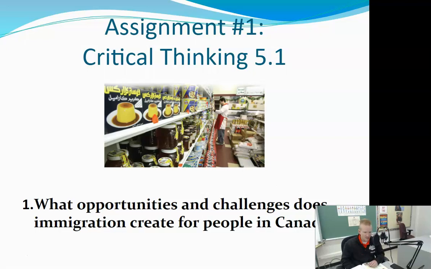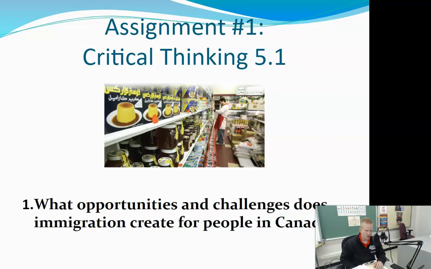All right, your first assignment, just a paragraph, and I'm going to try something new in the Google Classroom here, so we'll see if it works. But your question really is your own opinion. What opportunities, so 2 parts to the question, what opportunities, part 1, does immigration create for people in Canada? What challenges does immigration create for people in Canada?